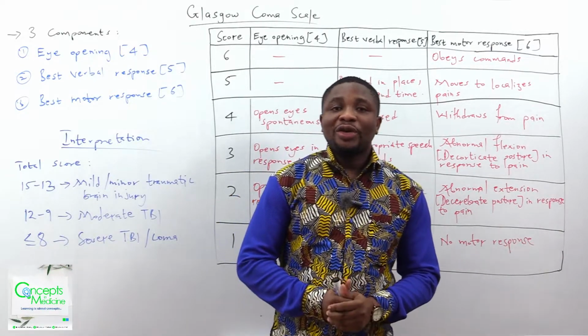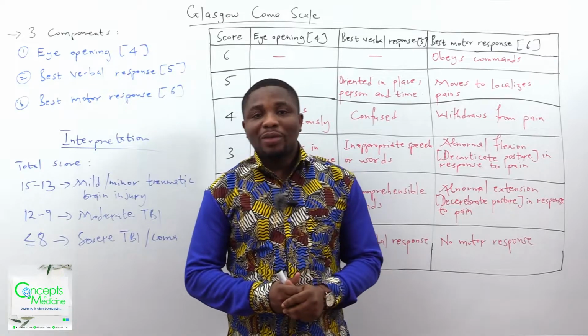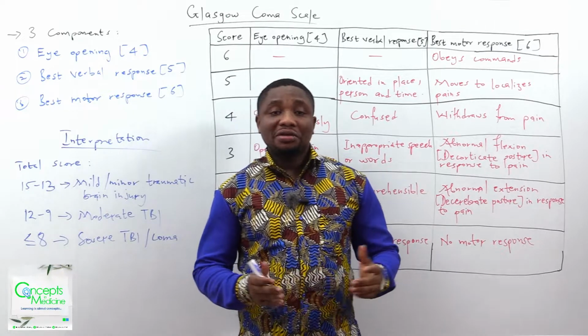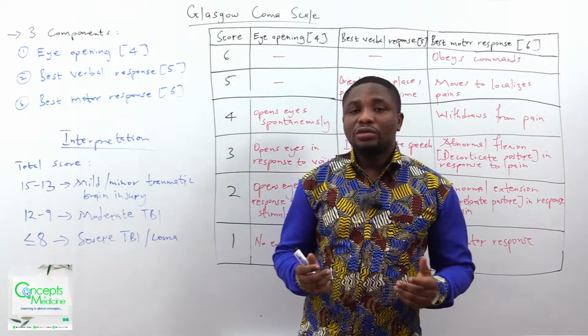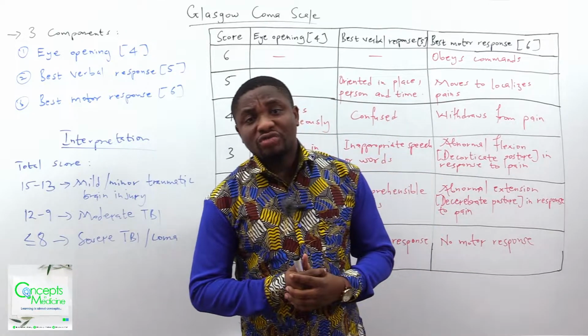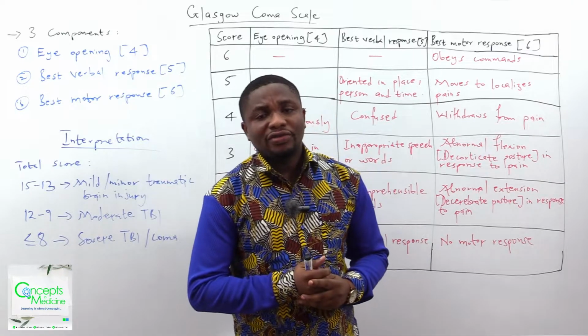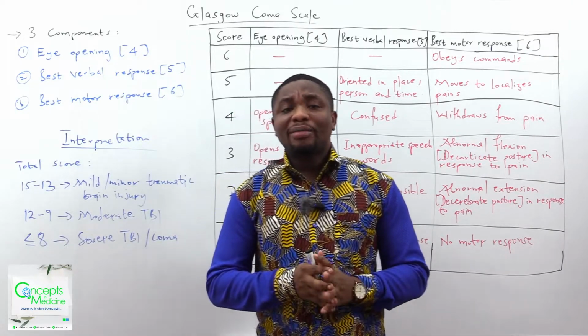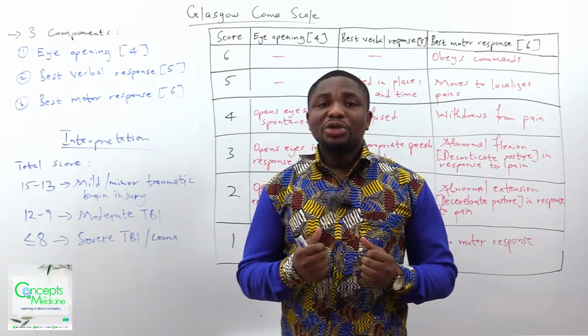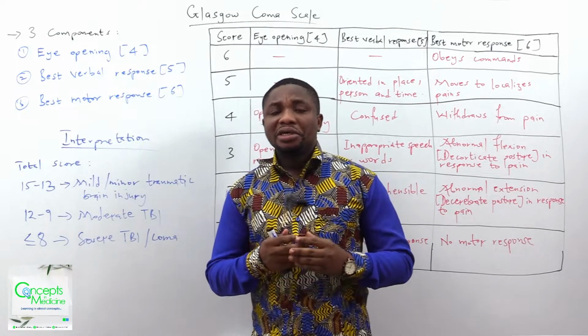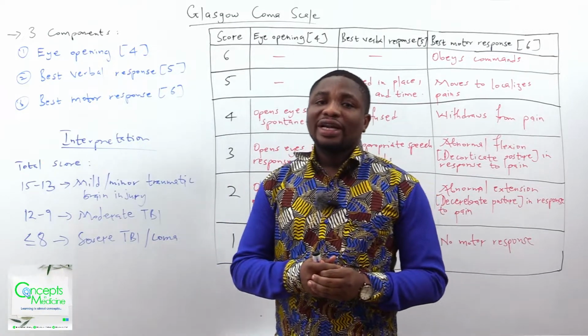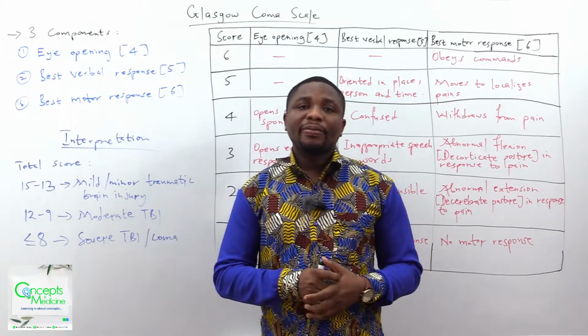In today's tutorial, we are going to be talking about the Glasgow Coma Scale, which is a common tool used to objectively describe the extent of impaired consciousness in all types of acute medical and trauma patients, meaning that it can be used to grade the degree of an acute brain injury.